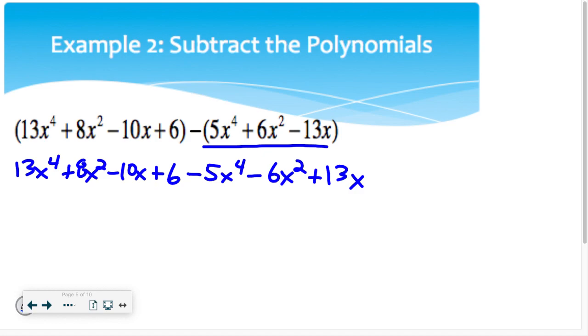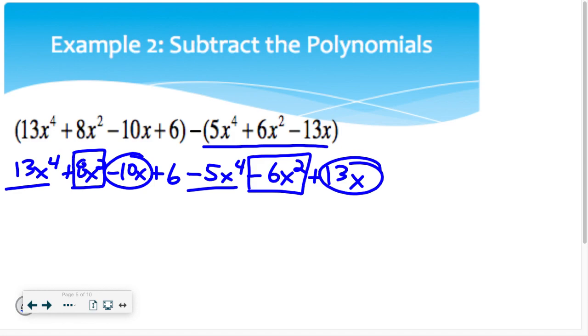Now that I've done that, I'm going to do my same exact strategy as before. Here I have x to the fourth, x to the fourth. And then I have x squared and x squared. And then I have a negative 10x and a positive 13x. And then 6 is all by itself. So I put together my underlines. I have 8x to the fourth. X squareds go together. That's 8 minus 6, a positive 2x squared. Negative 10x and a positive 13x is going to be a positive 3x. And then positive 6 in the end.